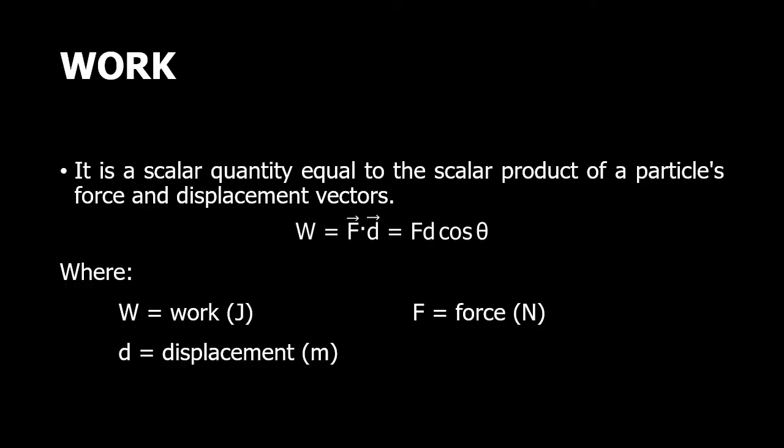As you can see, work is a scalar quantity, not a vector, and it is equal to the product of the force and displacement. So W is equal to force multiplied by displacement, or force multiplied by distance multiplied by cos theta, where W is work, which has a unit of joule, D is for displacement, F is for force, which has a unit of Newton.